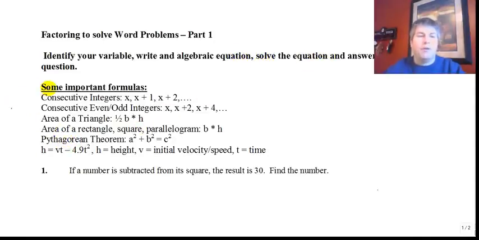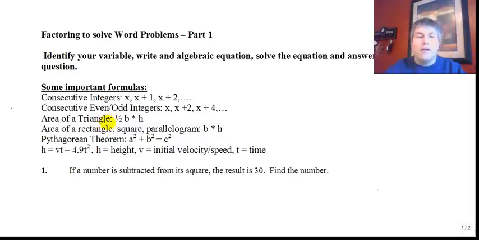And then we'll solve that equation to answer the question. I have included some important formulas for you here. Things that we've seen before but we'll need to remember for these kinds of problems. Our consecutive integers formulas. Consecutive integers, we express them as x, x plus 1, x plus 2. Consecutive even or consecutive odd integers, of course we're counting by twos then. We want every other integer, whether they're even or odd. So x, x plus 2, x plus 4, etc.